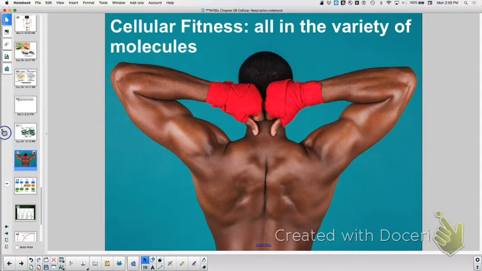So we think of fitness like how fast you can run or whatever as fitness, but we know in biology terms, fitness is your ability to pass on your genes. So your cells being fit help you to pass on your genes. Do you agree with that? So it starts at the cellular level. By having a wide variety of molecules, you can better respond to your environment and survive in different conditions. And therefore, if you can respond to your environment better, you're more likely to survive and reproduce, right?